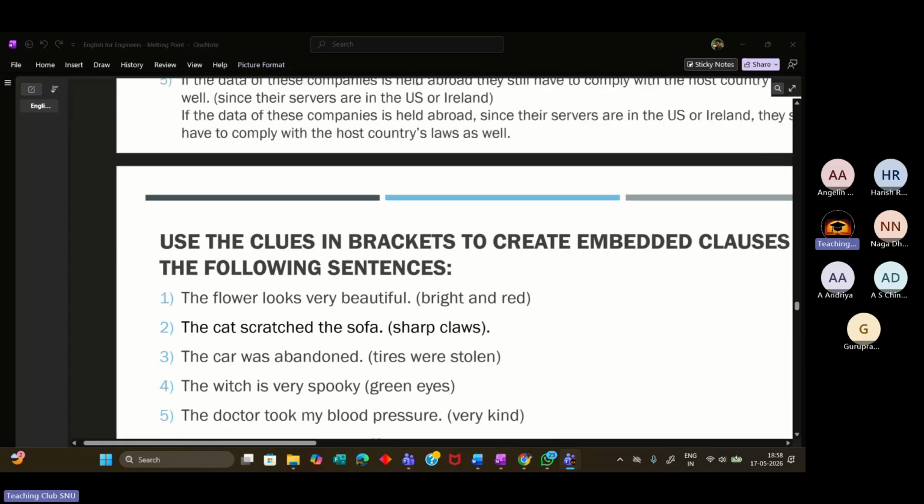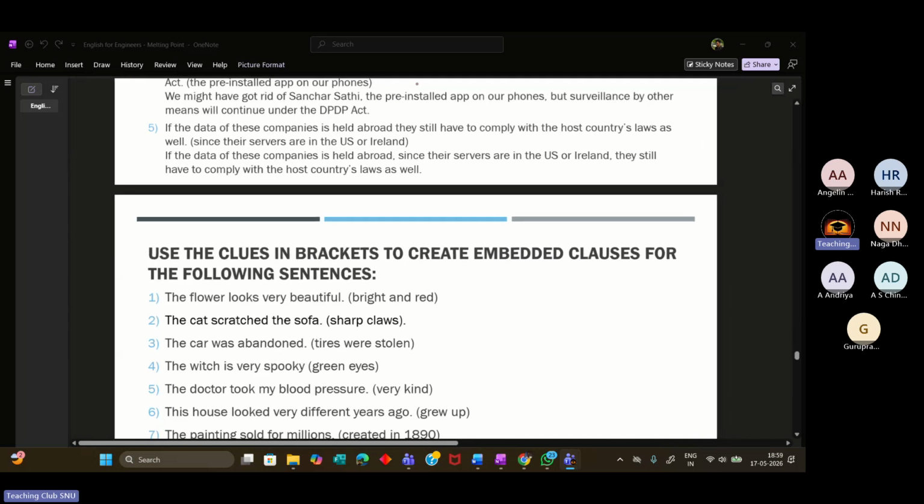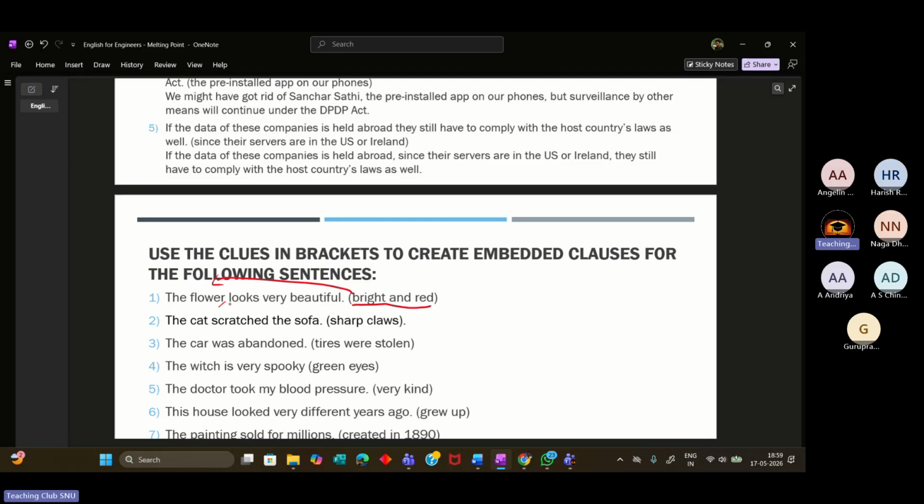The flower looks very beautiful, and in the bracket, bright. We can obviously understand that this bright and red signifies the flower here. So what we do is put a comma here and add this clause here.